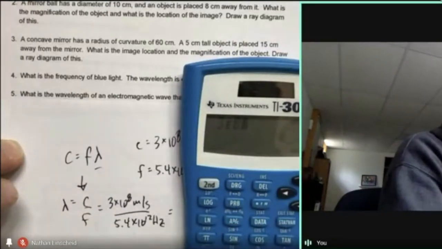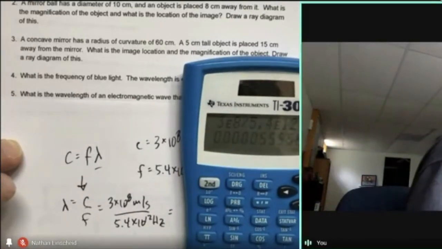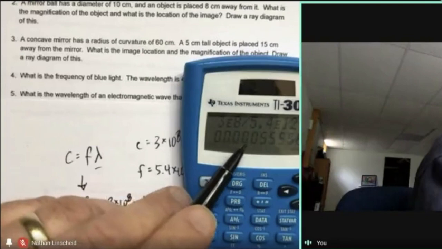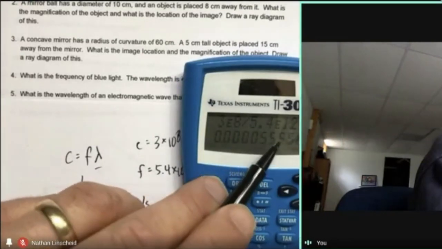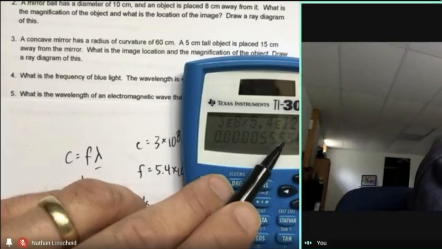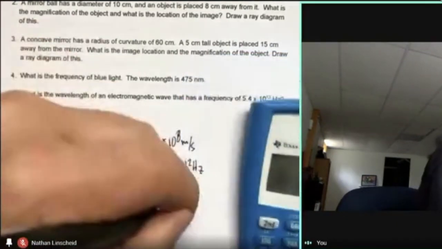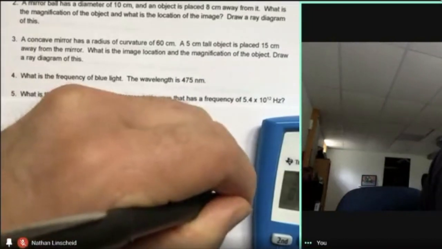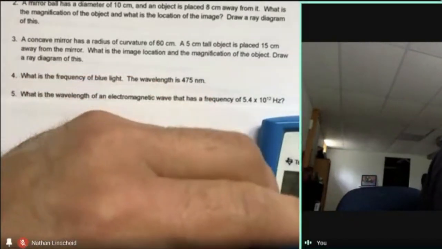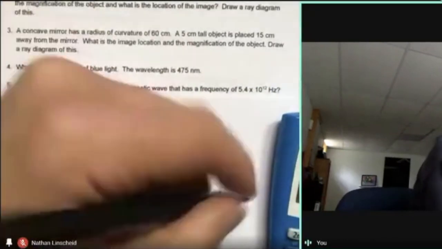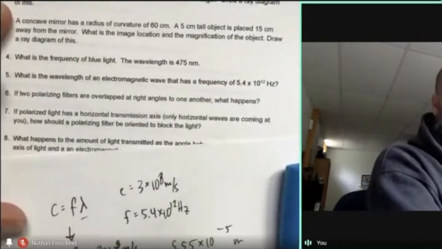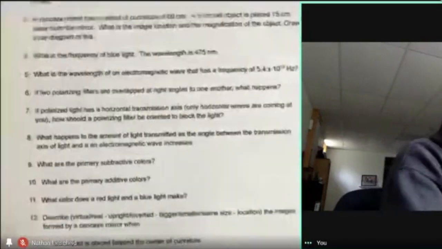3 times 10 to the 8th divided by 5.4, and you get 0.0000555. So that's the tenths, hundredths, thousandths, 10,000ths, 100,000ths, millionths, 10 millionths. So this is going to be 5.55 times 10 to the minus, what is that, fifth? 1, 2, 3, 4, 5. And that's going to be meters. All right, that does it for the math portion. As far as the rest of this goes, let's talk about those.